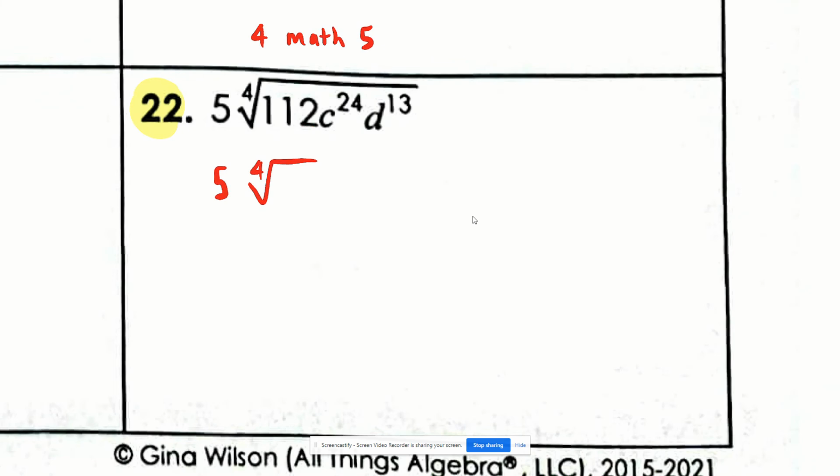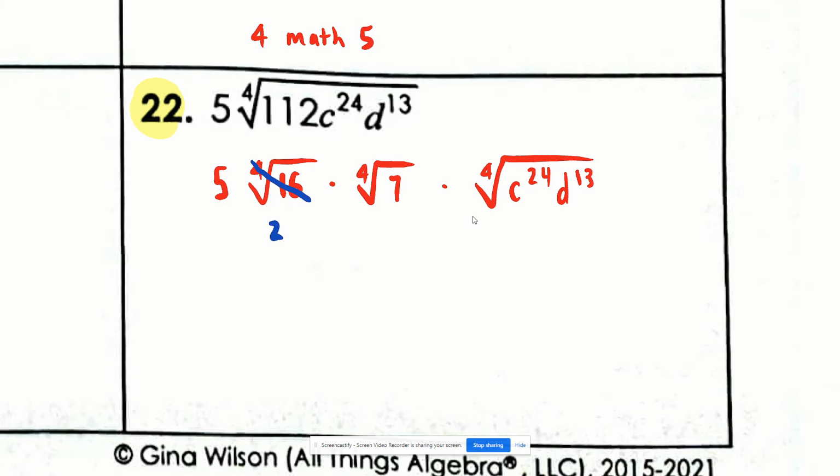So let's check it. Will 112 divide evenly by 16? And the answer is yes, it will. So 16 is the biggest perfect fourth that goes into 112, and it goes in there 7 times. Now remember, the way I told you I like to do it is I like to put my variables over here to the side, and I'm going to come back to those in a minute. Because right now I want to focus on my numbers. You see, the fourth root of 16 is a 2. So 2 gets to escape that radical.